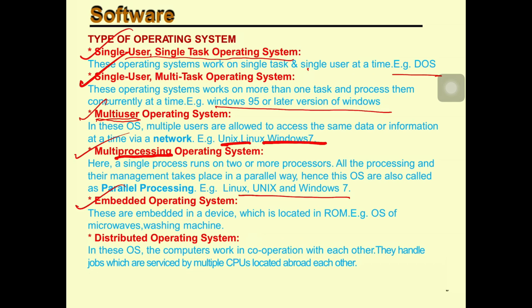Now the distributed operating system. In a distributed operating system, cooperation with each other is possible. They handle the jobs which are served by multiple CPUs located apart from each other.